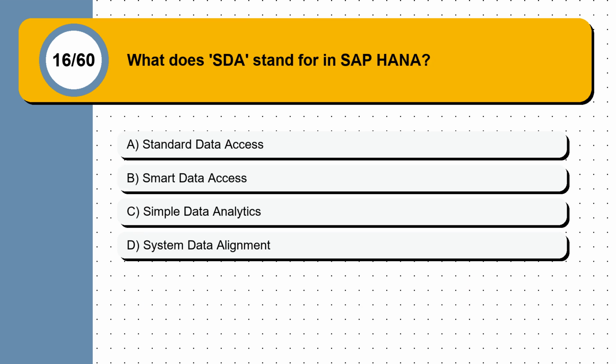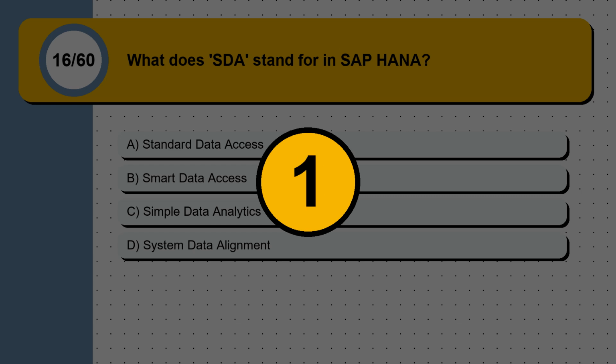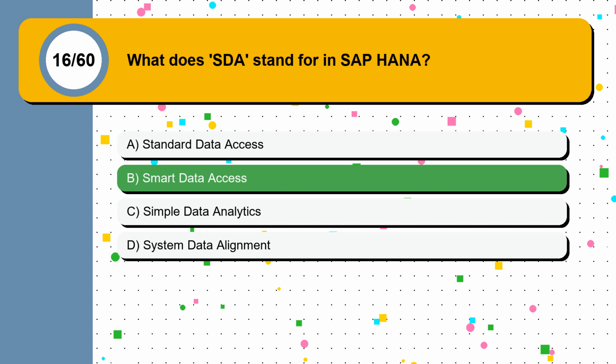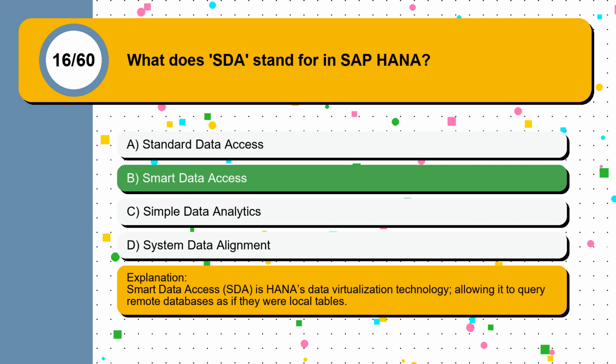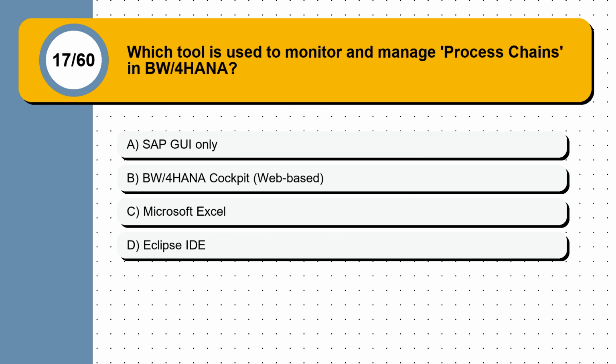Question 16. What does SDA stand for in SAP HANA? Option A, Standard Data Access. Option B, Smart Data Access. Option C, Simple Data Analytics. Option D, System Data Alignment. The correct answer is option B, Smart Data Access. Smart Data Access, SDA, is HANA's data virtualization technology, allowing it to query remote databases as if they were local tables.